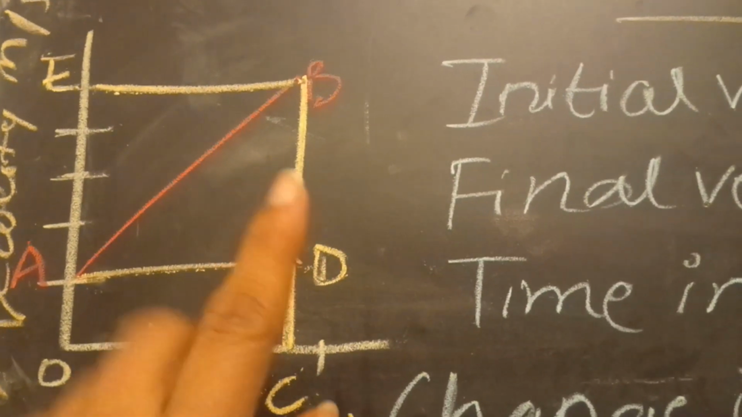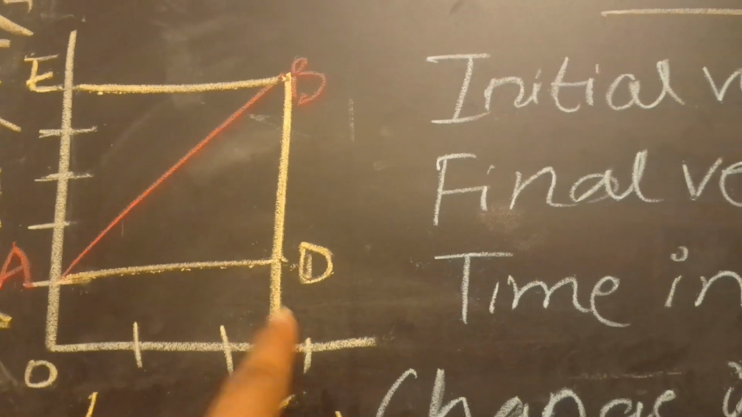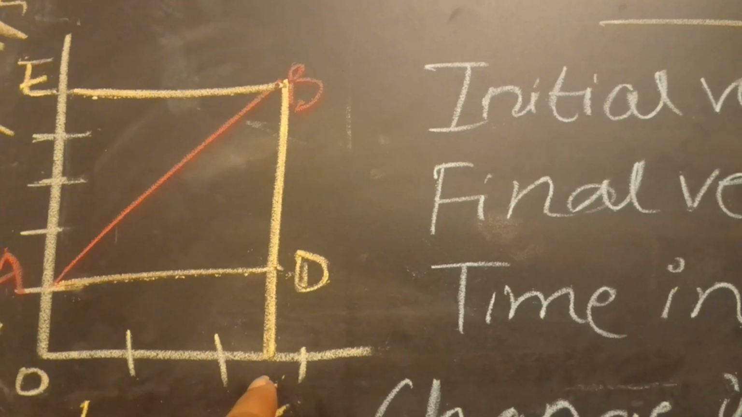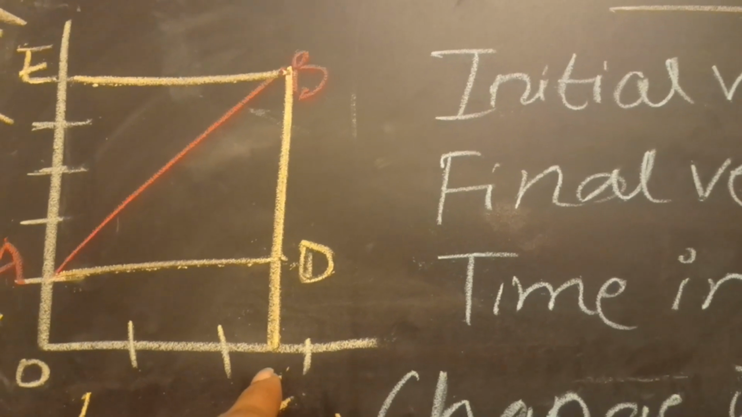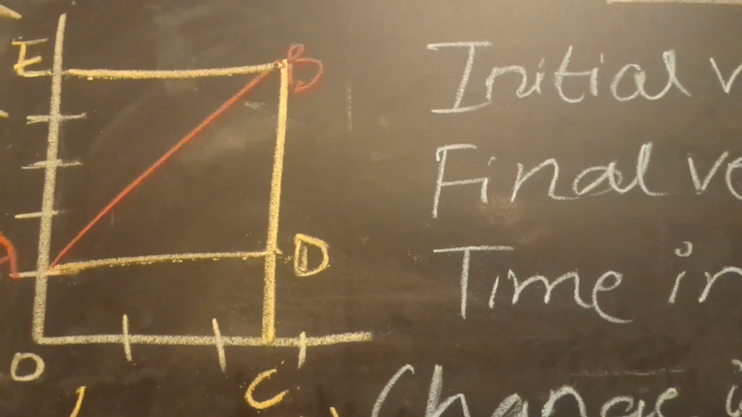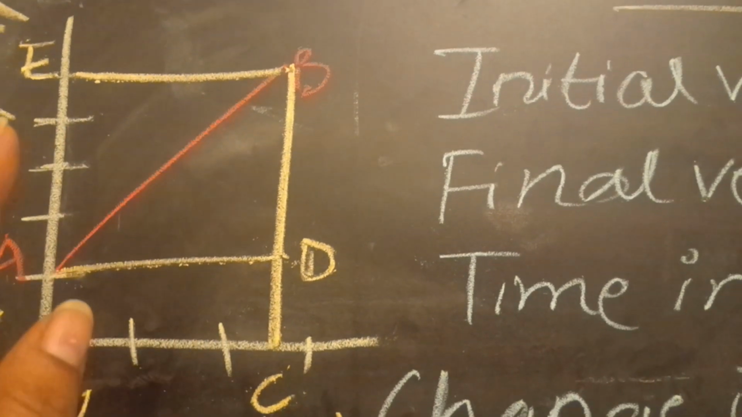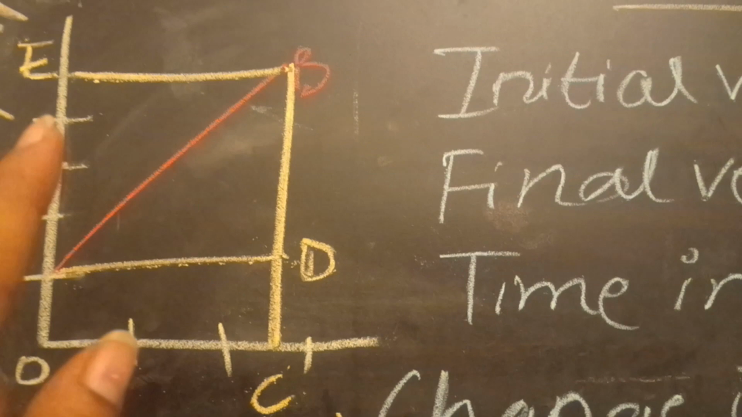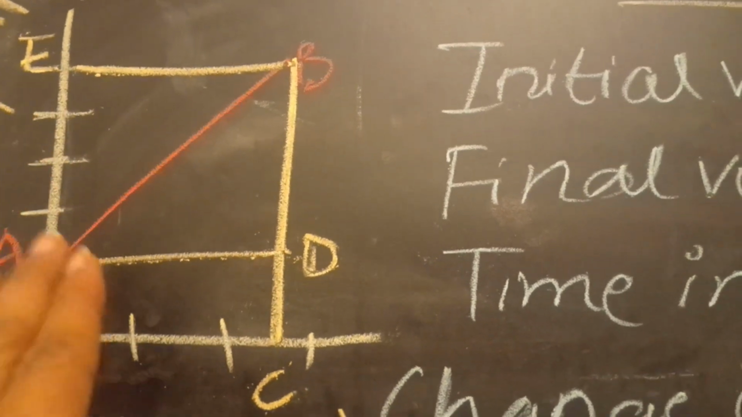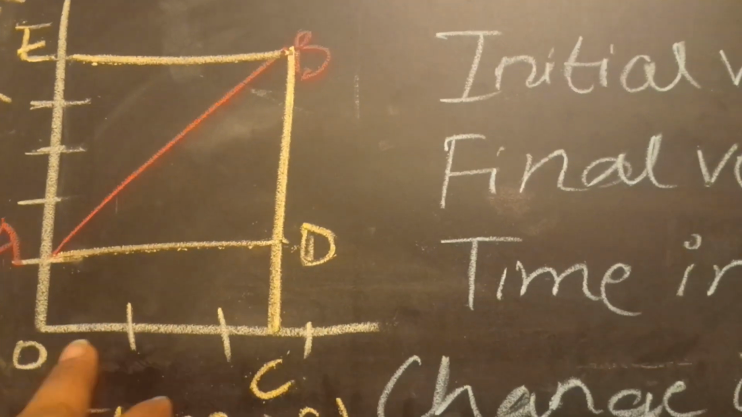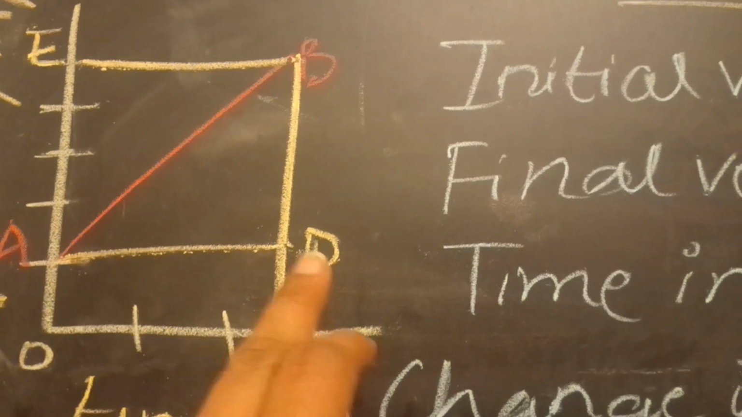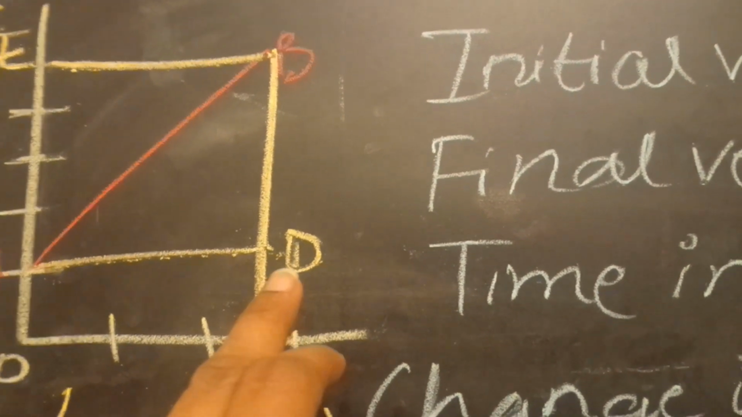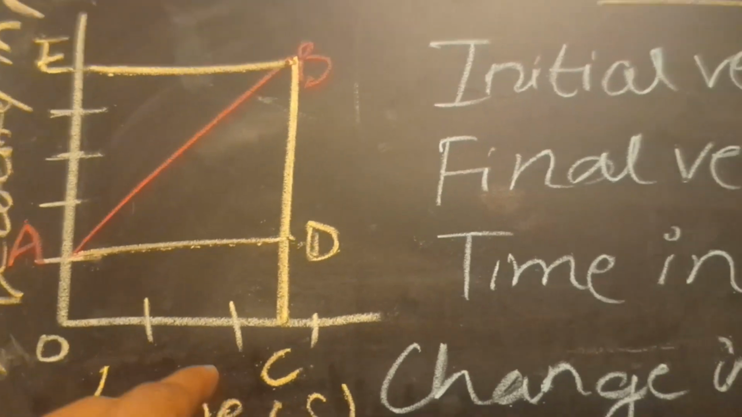B is the final position of the object after some time. And where it stops, we draw a perpendicular towards the x-axis and call it point C. We draw a perpendicular towards the y-axis and call it point E. When we draw a line parallel to the x-axis and join it, this is point D.